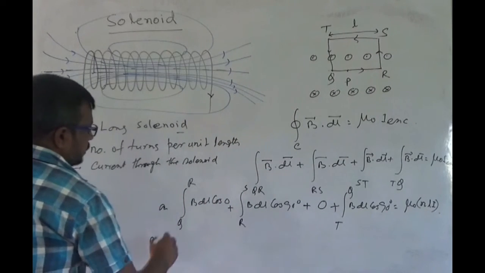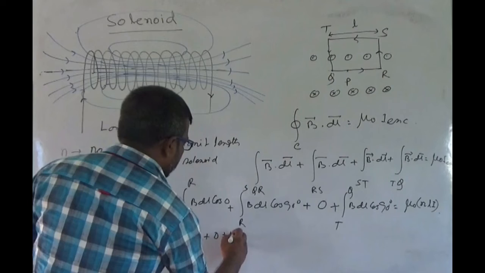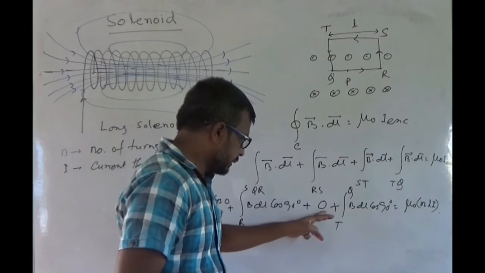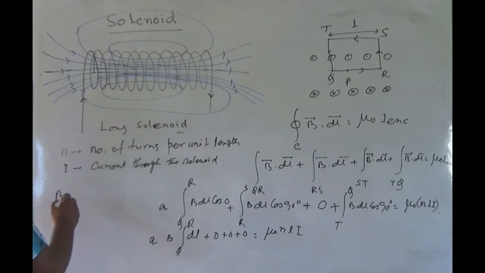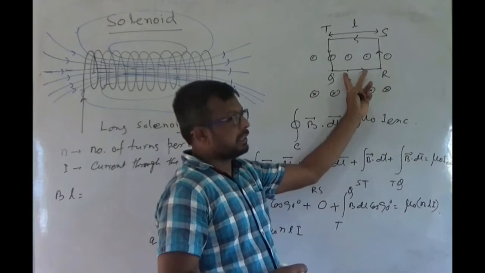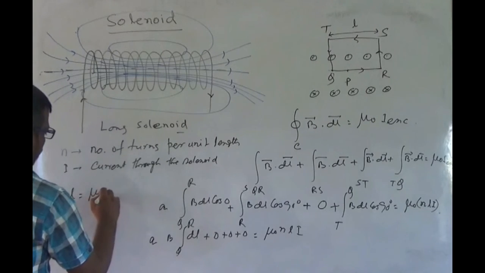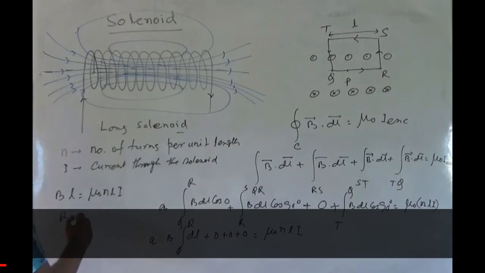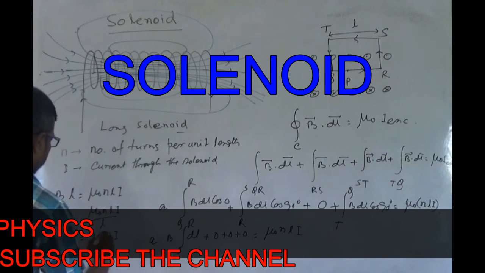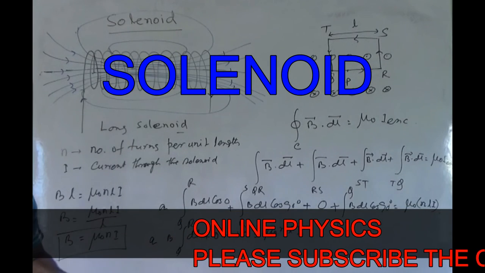Or from here you can write the integral of B dl from Q to R plus 0 is equal to mu naught n l I. Cos 90 is 0, and this is also 0, so three terms are 0. Therefore, we may write B into the integral of dl from Q to R, that is the length of this side QR, which is l. Therefore, B into l is equal to mu naught n l I, or we can say B is equal to mu naught n l I by l, that means mu naught n I. Mu naught n I is the magnetic field inside a long solenoid.